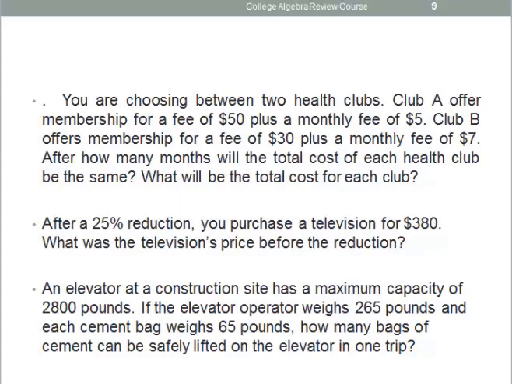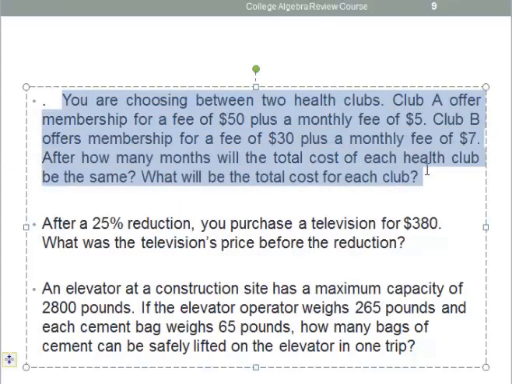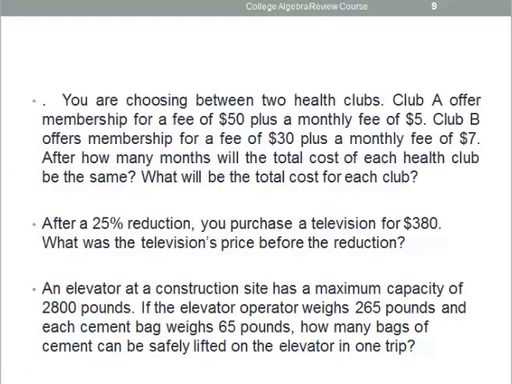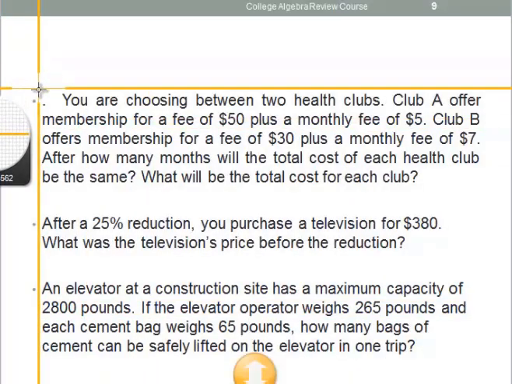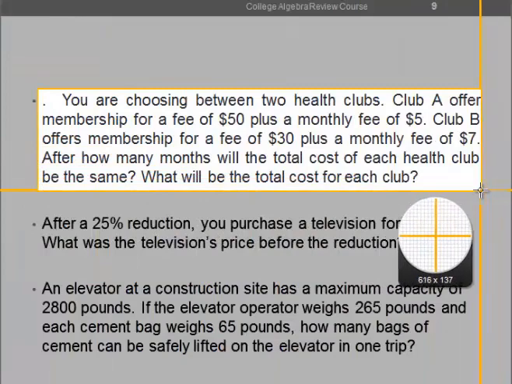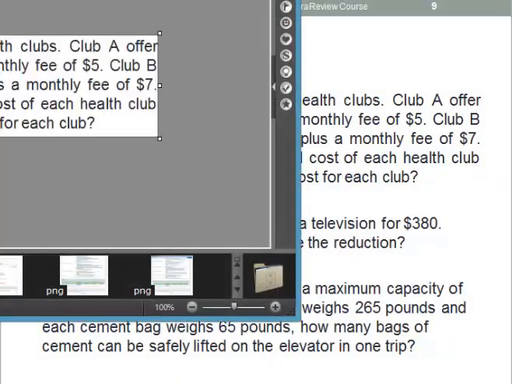First one is this one. You are choosing between 2 health clubs. Club A offers membership for a fee of $50 plus a monthly fee of $5. Club B offers membership for a fee of $30 plus a monthly fee of $7. After how many months would the total cost be the same? Let's go to our whiteboard. I'm just going to copy and paste this question so we can look at it while we're doing the answer.